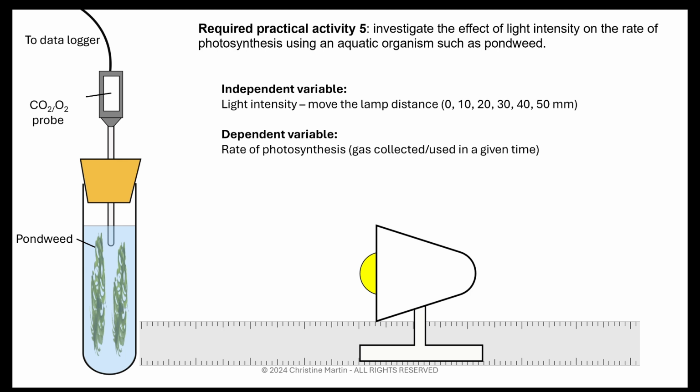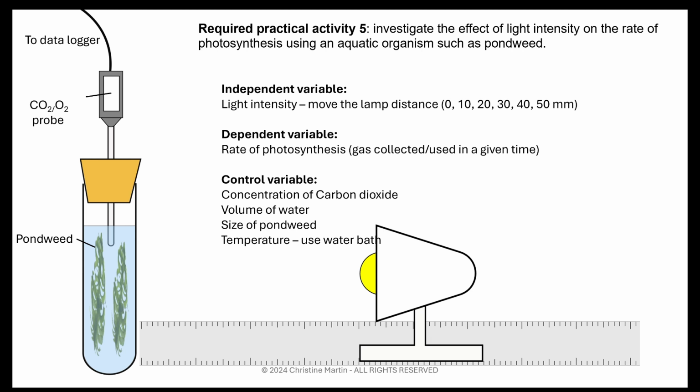The other thing you need to think about when it comes to required practicals are your control variables. So things like, what's the concentration of carbon dioxide? What was the volume of the water in the boiling tube to start with? What's the size of the pondweed? What's the size of the leaves? What's the temperature? Because these are factors that are going to affect the rate of photosynthesis. If we don't control them, that could mean that they are increasing or decreasing that rate of photosynthesis.